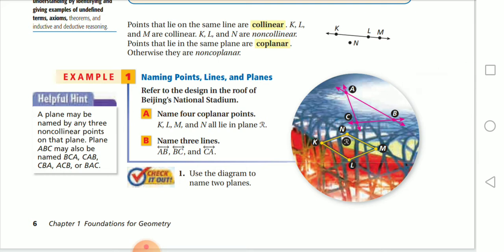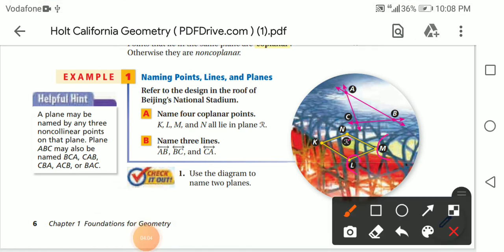So, example 1, naming points, lines, and planes. As you see here, refer to the design in the roof of Beijing's national stadium. Name 4 coplanar points that all lie in plane R. As you see here, I want the marker now. So I have here L, M, R, and K. They all lie on the plane R. So they are coplanar points. And we have the other question here. Name 3 lines: line AB, line BC, and line CA.